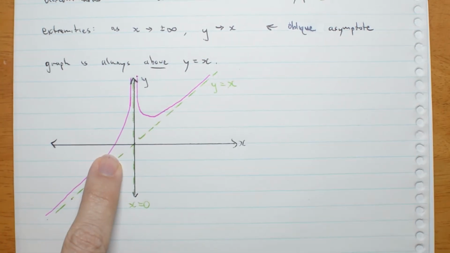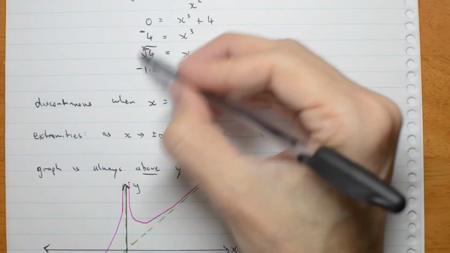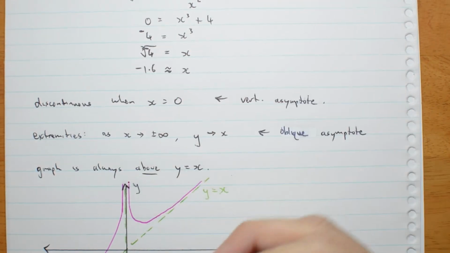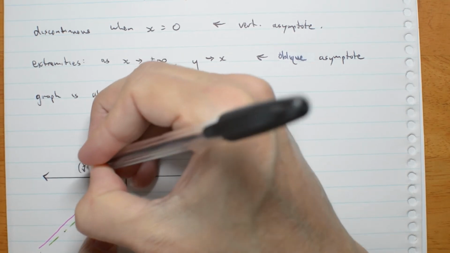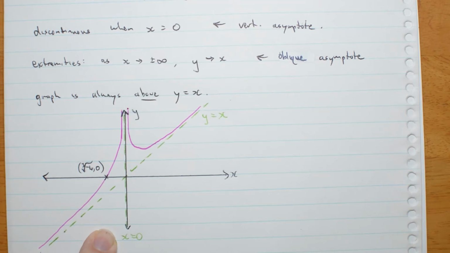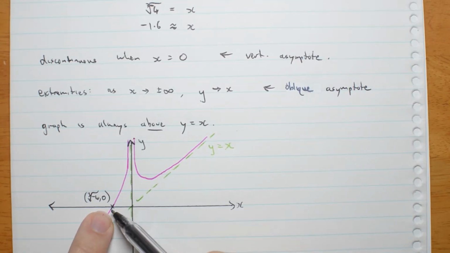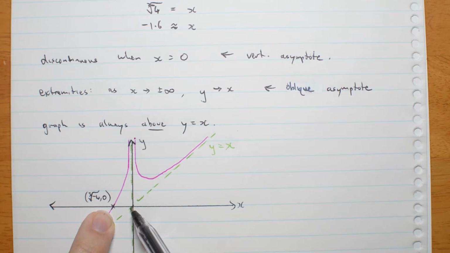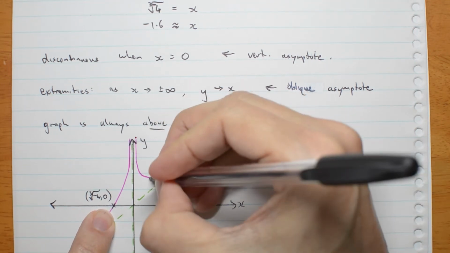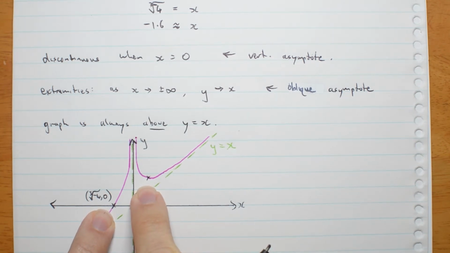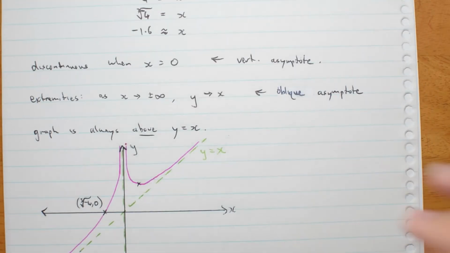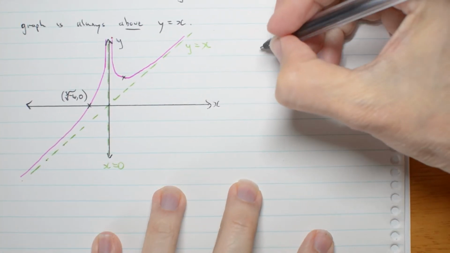I know the coordinates of this point. This point is the cubed root of -4, 0. And this is why I say you didn't need to know exactly what that was. You just needed to know it was close to that axis. I would like to know, if I can, the coordinates of this turning point here. To do that, I need to differentiate.